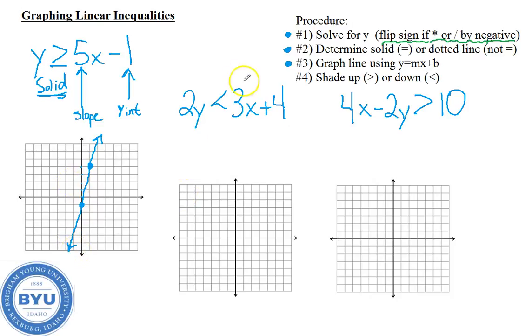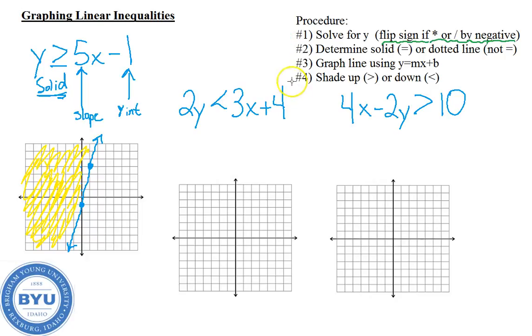And then I need to decide which direction to shade. It's greater than, so I'm going to shade above the line. So above the line is where I shade. And that's how you should have graphed that one. Let's try this next one.